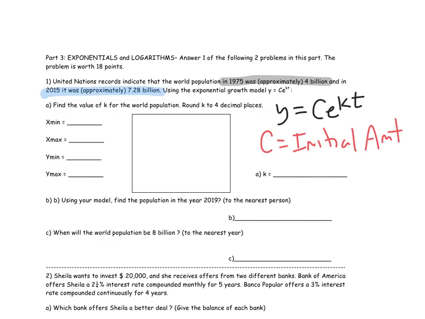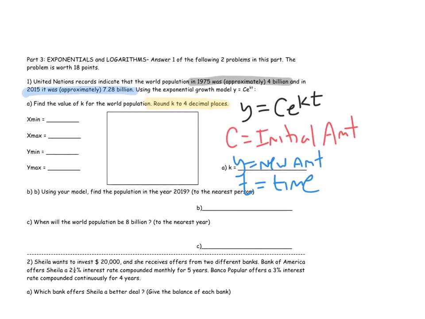Y represents the new amount after t time has gone by. And letter K stands for the exponential growth constant. And the first step is always to determine what the K value is in the problem.